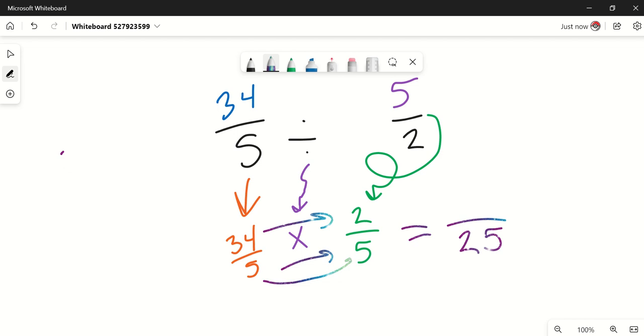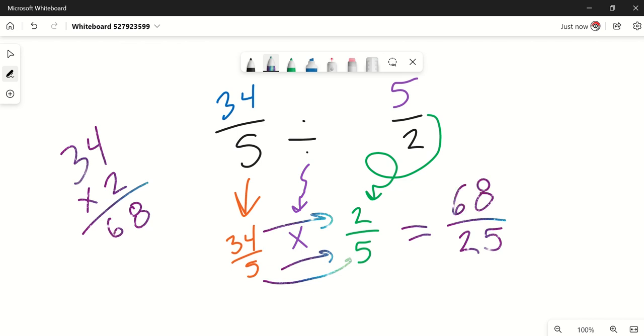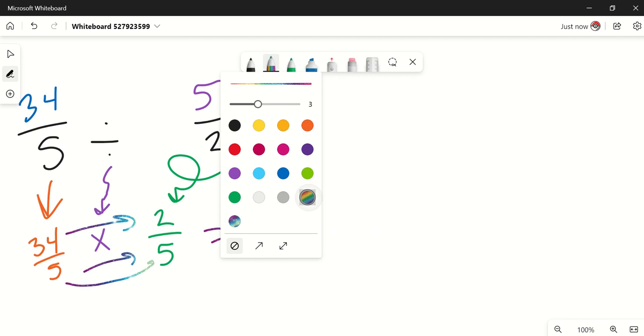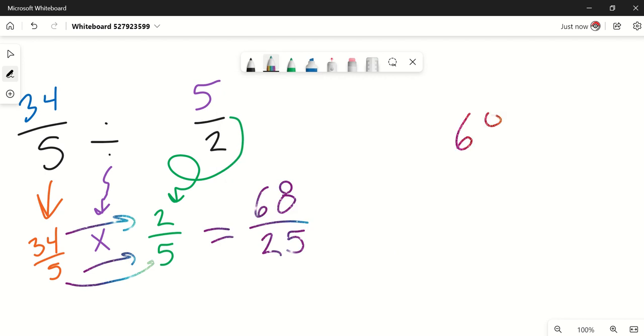34 times 2, if I'm not mistaken, will be 68, but let's go ahead and do the math. 2 times 4 will be 8. 2 times 3 will be 6. This is an improper fraction, which will need to be simplified. I'm going to go ahead and drag this over this way. 68 divided by 25. I know 25 will go into 68 twice, because if I count by 25, it'll be 25, 50, 75, 100. So it'll only go in twice, which will be 50.